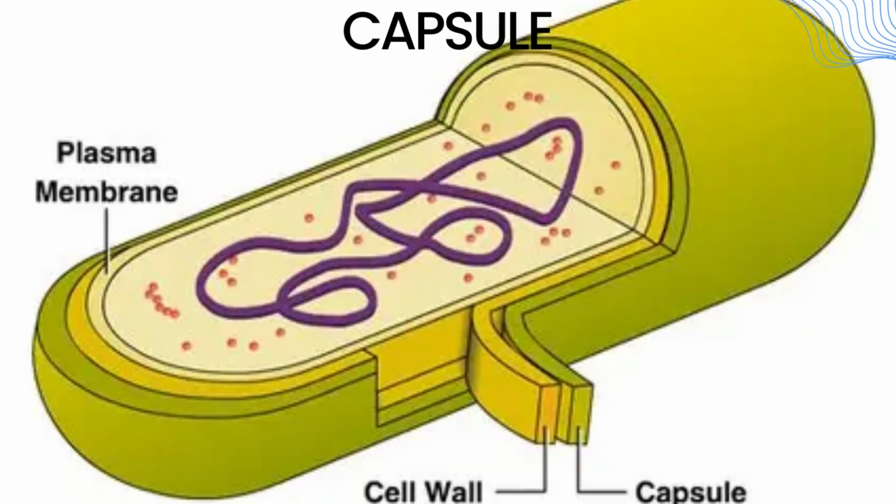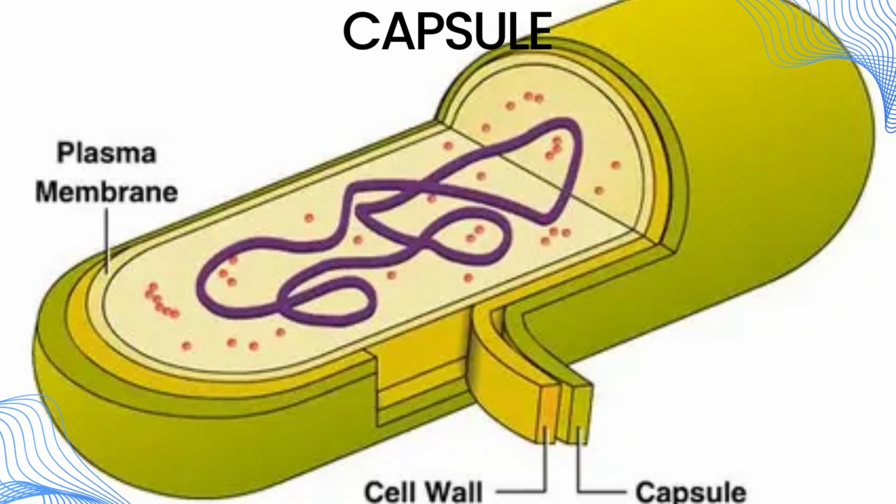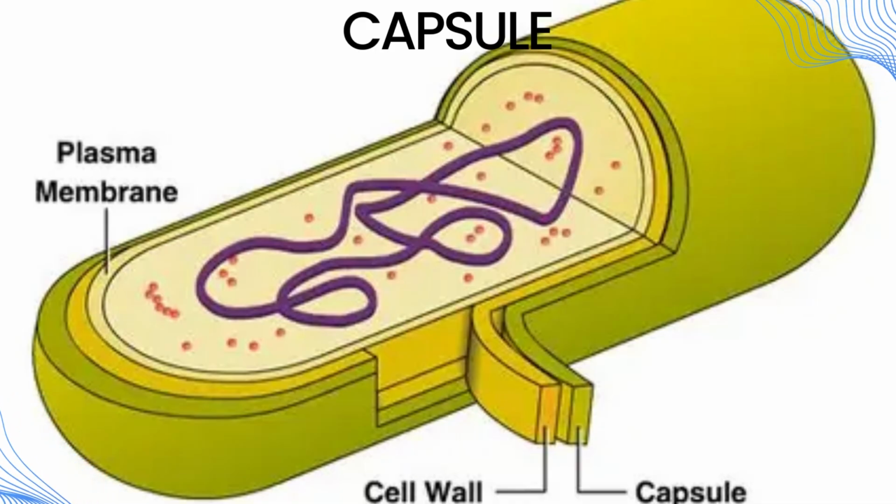A capsule is a thick, sticky layer that surrounds the cell wall of some prokaryotic cells, especially certain bacteria. It is not present in all bacteria, but when it is present, it serves important roles in protection and survival of the cell. The key feature of a capsule is that it is mostly made up of polysaccharides and sometimes polypeptides, or it can be a mixture of both polysaccharides and polypeptides.